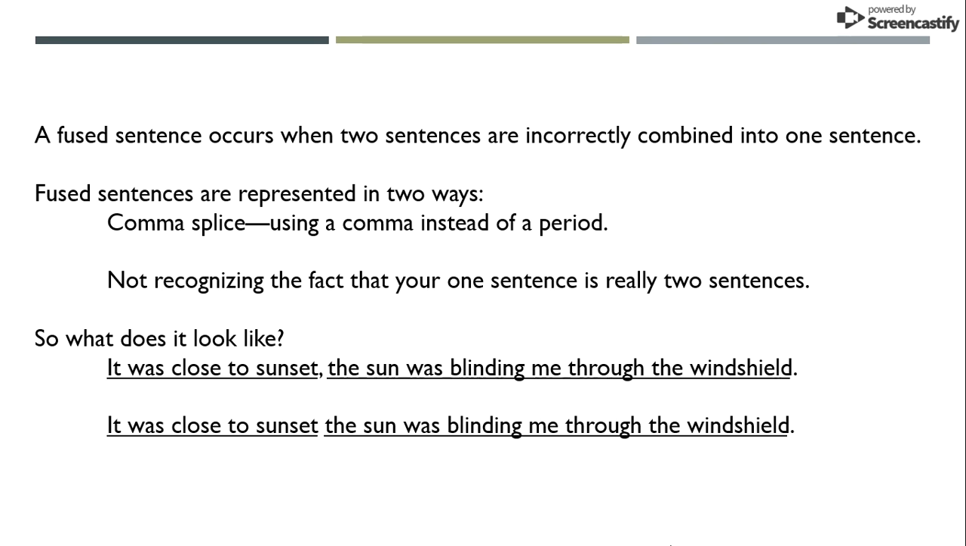A fused sentence occurs when two sentences are incorrectly combined into one sentence, and this happens in one of two ways. One of the more common ways that we see it is a comma splice, and I have a whole video on how to use a comma in your essay, so we're not going to go into that in a lot of detail. You may want to check that one out.